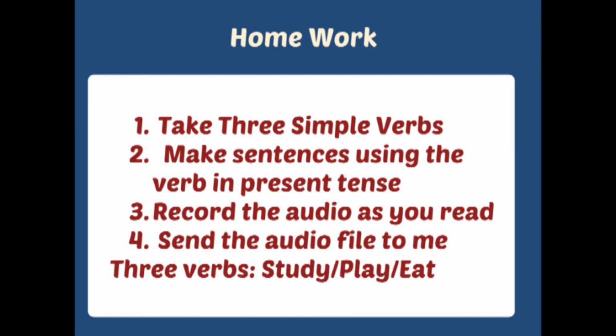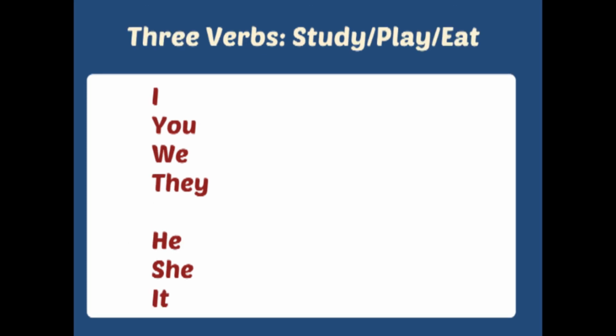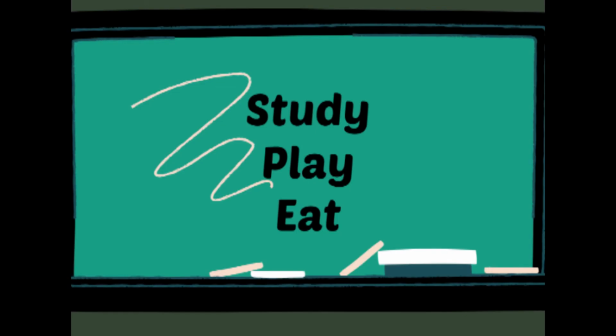Now I give you your homework, students. All of you must send us the audio message of taking three simple verbs. For example, you take three verbs: study, play, eat. These three verbs all of you are going to take, and you will use all the subjects. That means first person singular and plural, second person singular and plural, third person singular and plural, and you will write the verb. How the verb form will change.